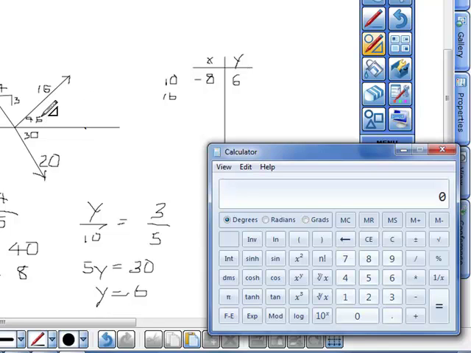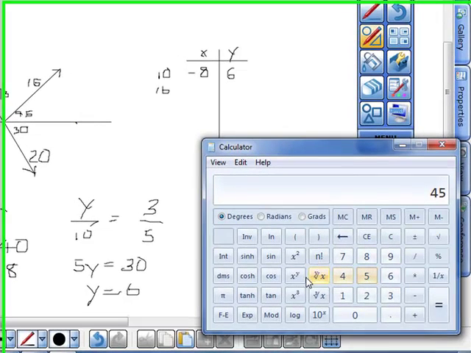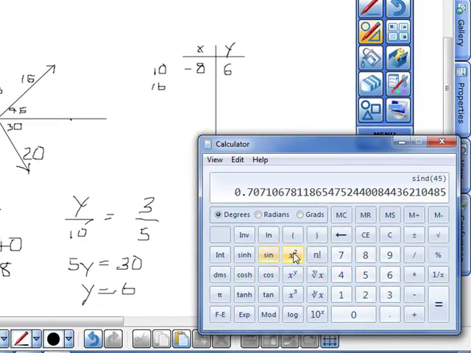Cosine is adjacent over hypotenuse, sine is opposite over hypotenuse, and your opposite is going to be your y. Sine is going to equal your y, cosine is going to equal your x.